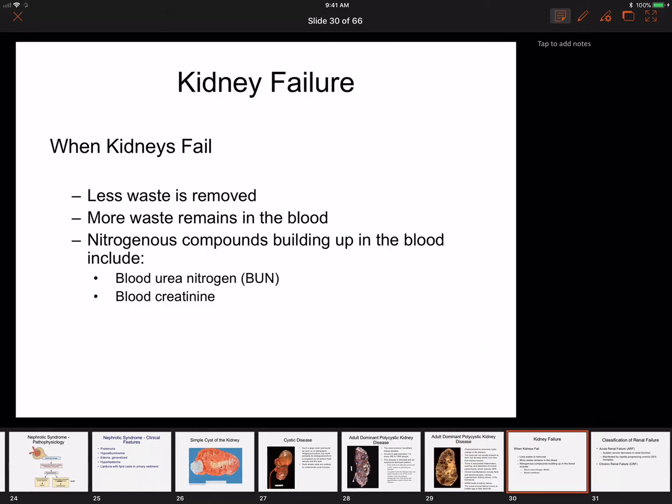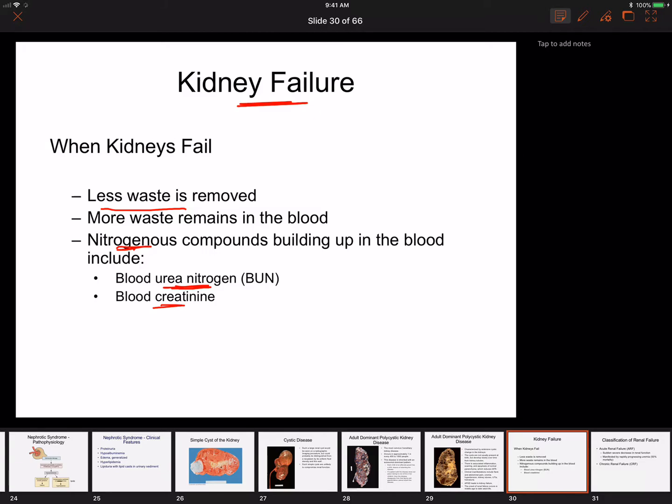And speaking of renal failure, as the name suggests, kidney failure is when the kidneys are no longer capable of doing what they're supposed to do. So that means the waste is not going to be removed, it remains in the blood, and nitrogen-based compounds will start to rise in the blood. And that basically applies to blood urea nitrogen and blood creatinine.